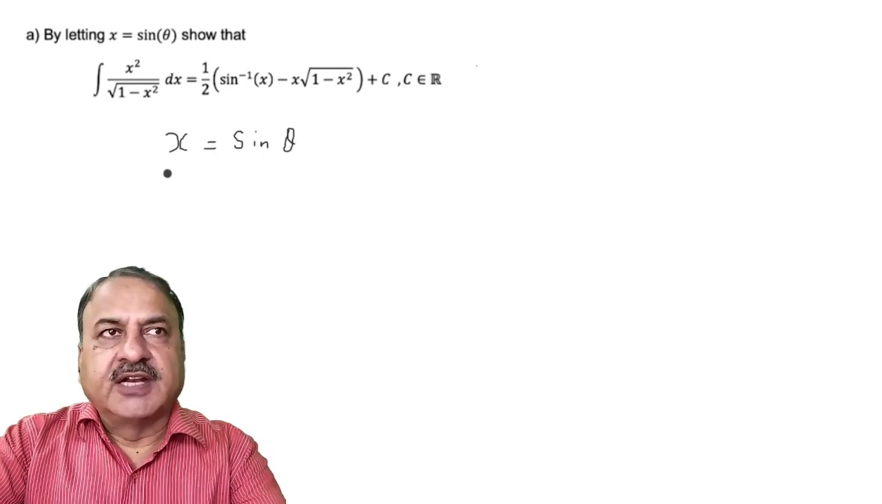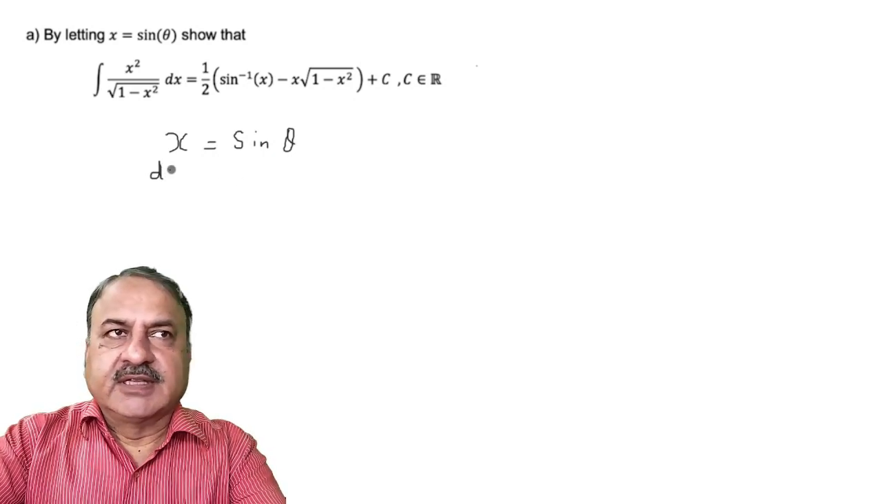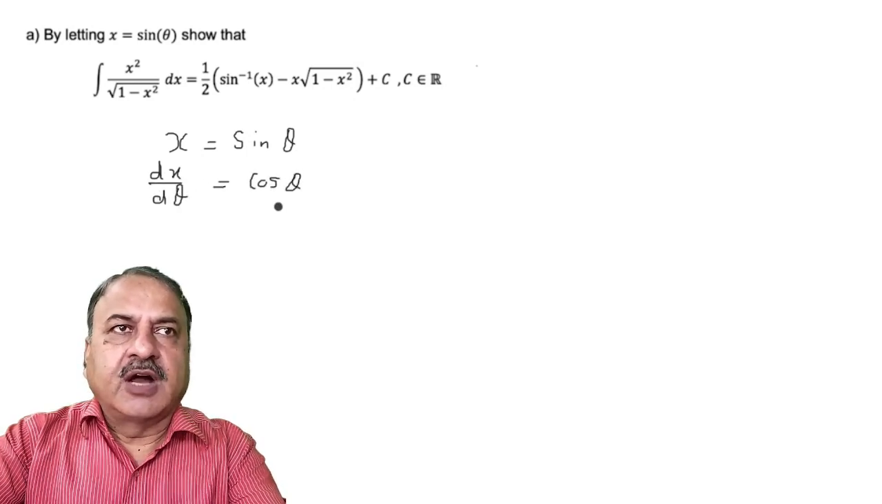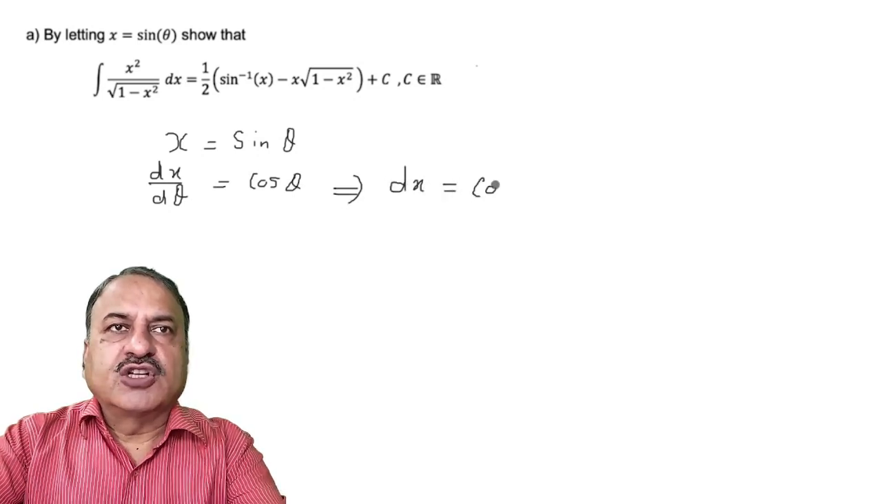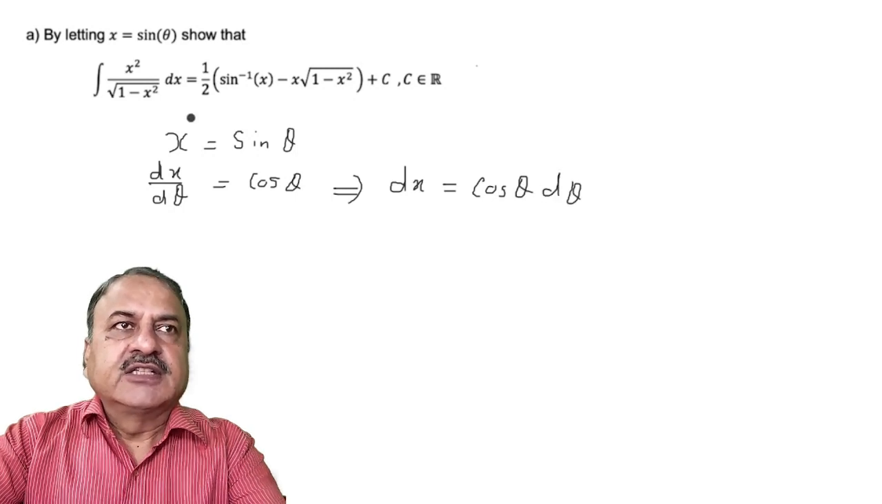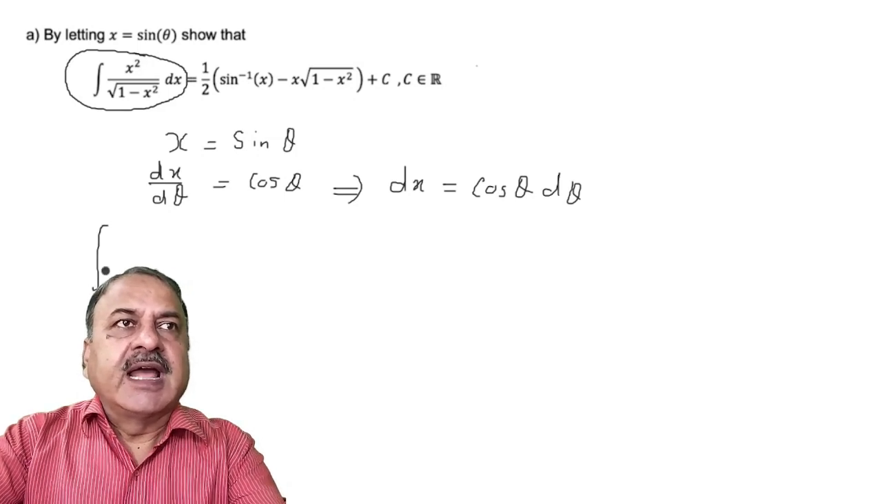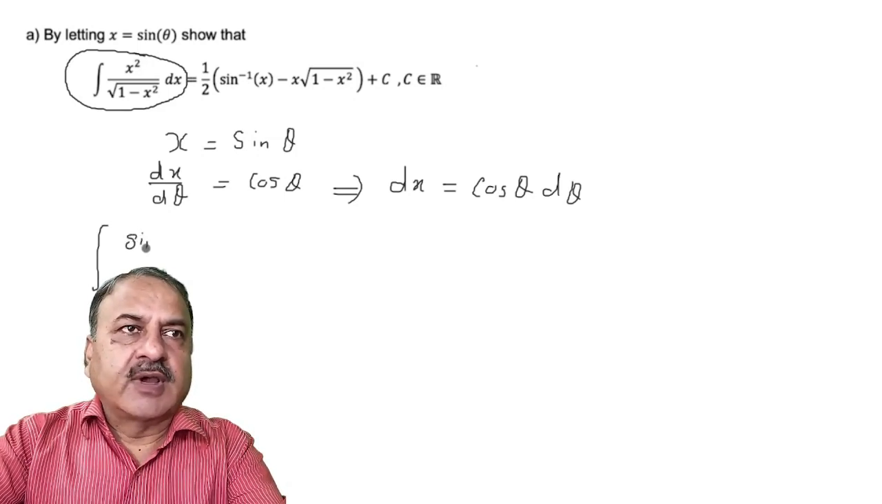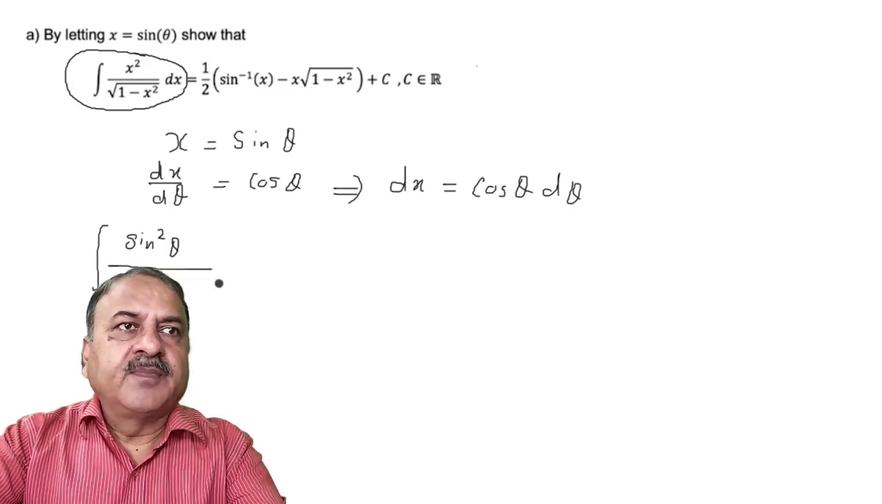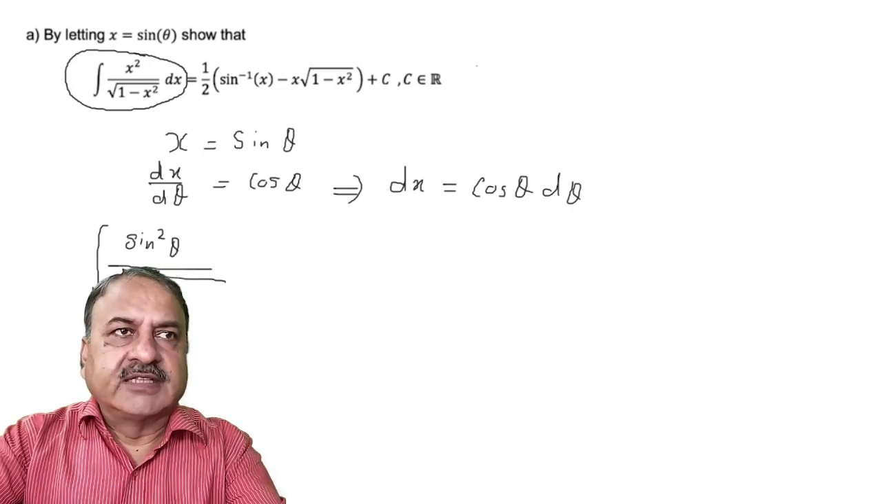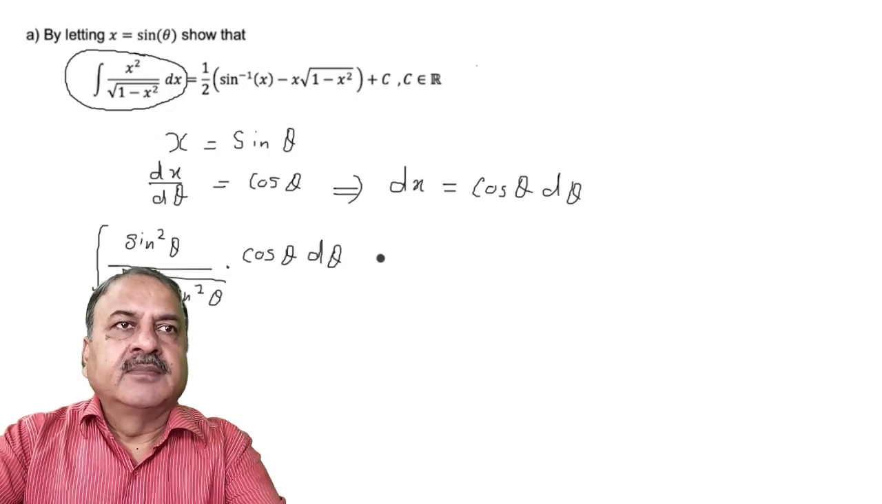We have to differentiate with respect to theta. So we get dx by d theta equal to cos theta. Now, dx can be written as cos theta d theta. So let's plug in these values in this equation. Integration x square is sine square theta divided by under root 1 minus sine square theta. And we have dx. We will write cos theta d theta.